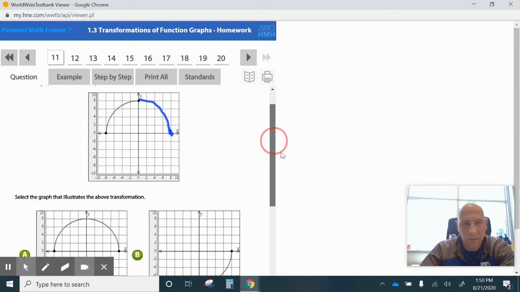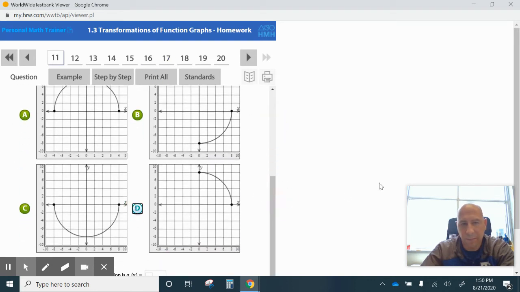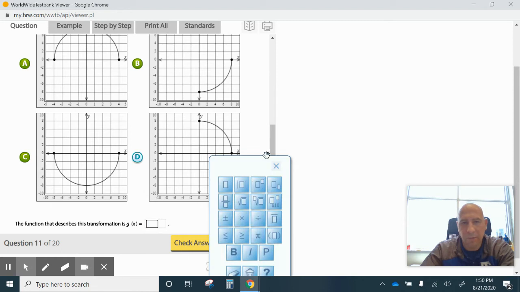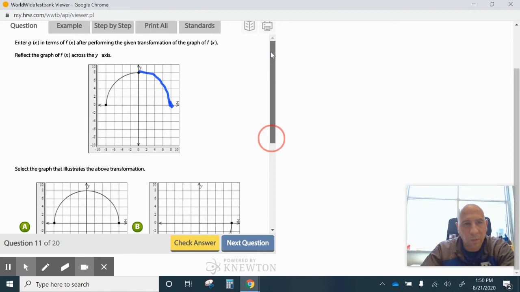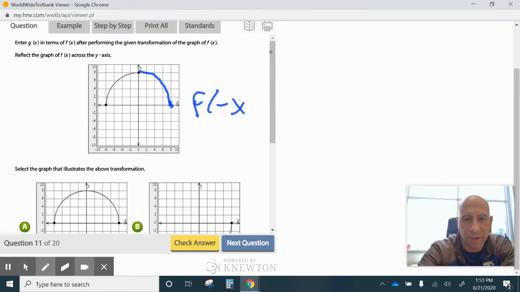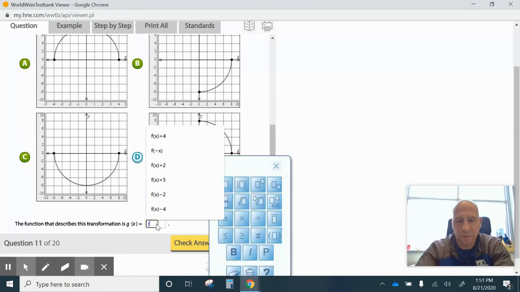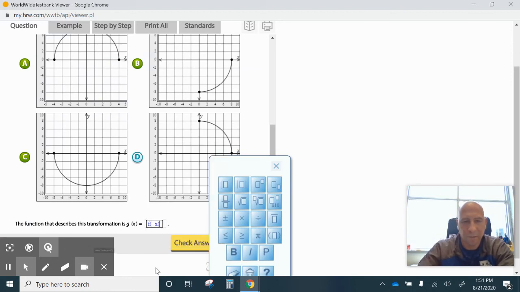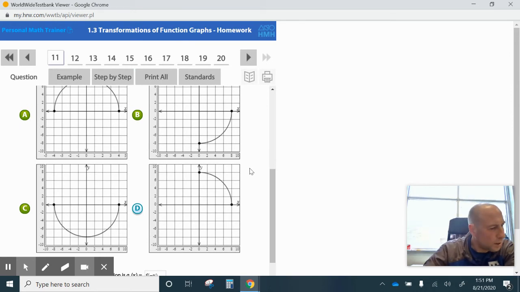Now they're trying to trick you here, in that you're only wanting this piece right there. So the answer is, and then it reflects. Let me double check. They said it reflected across the y-axis. So remember that's f of negative x. The negative's inside the parentheses. Okay, so f parentheses negative x. Correct answer, correct. All right. 11, 12.